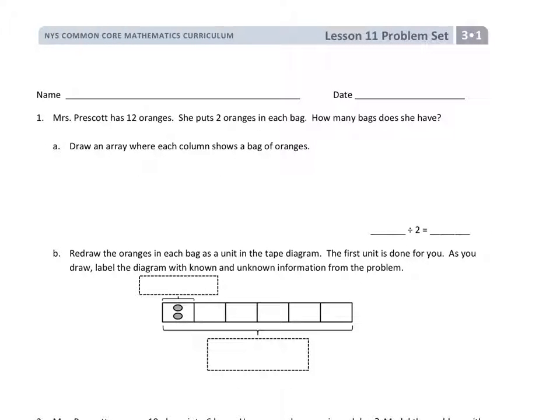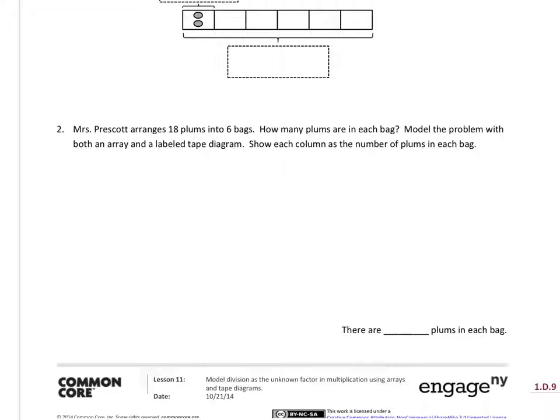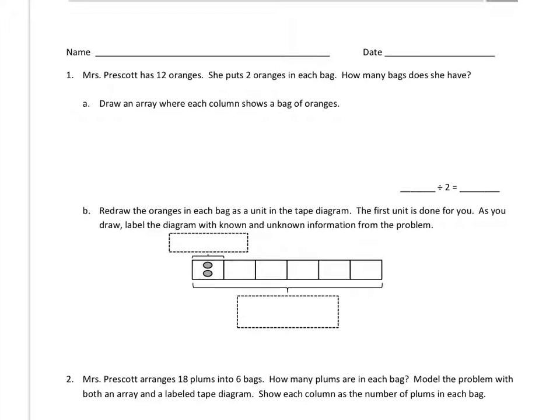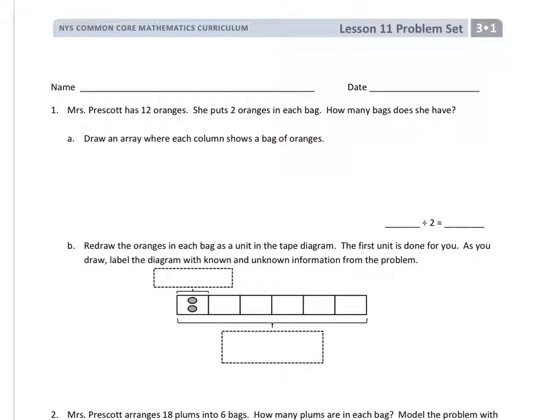Today we're going to start on the lesson 11 problem set, which is all about modeling division as the unknown factor in multiplication using arrays and tape diagrams. We haven't really used tape diagrams a whole lot lately, so I'm excited to get to use those again. Let's go ahead and get started with problem number 1.